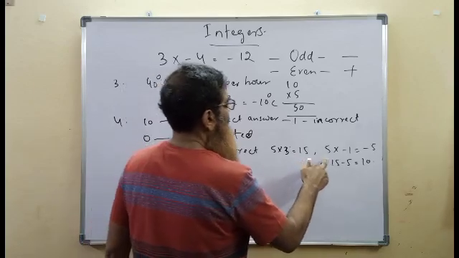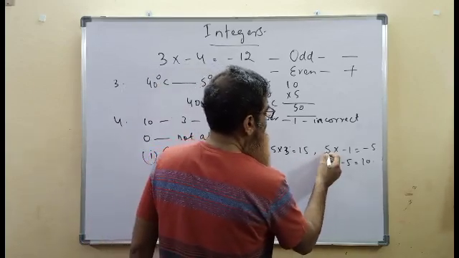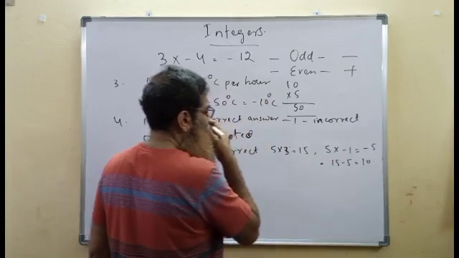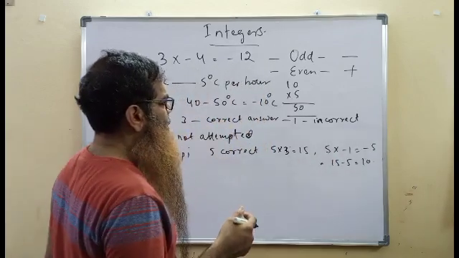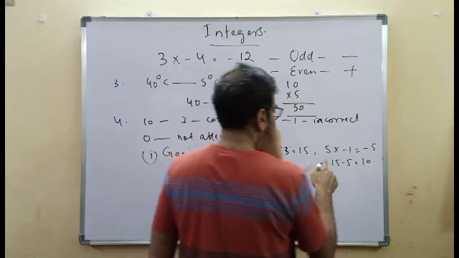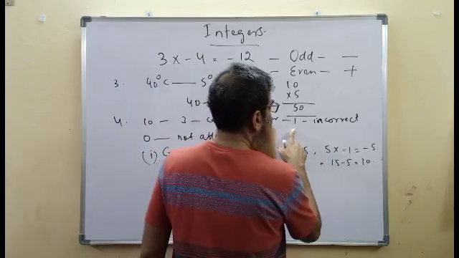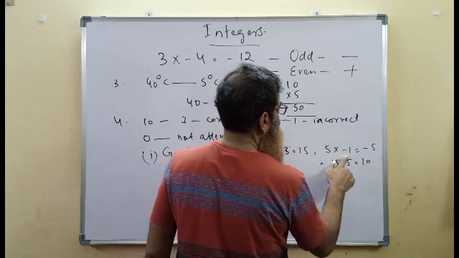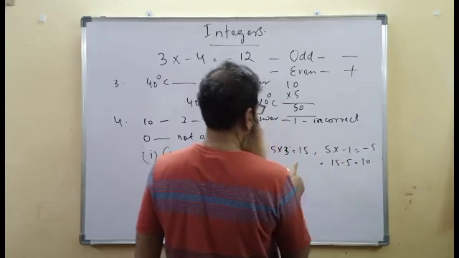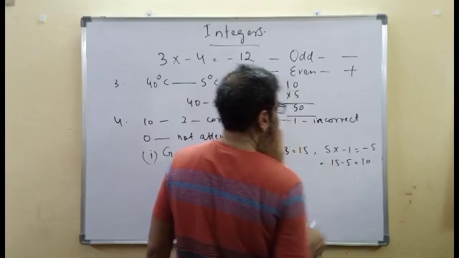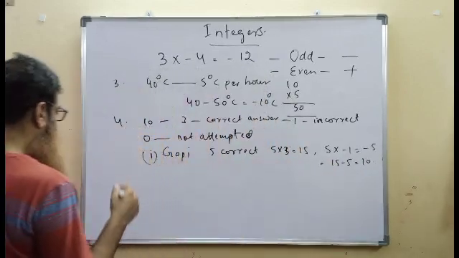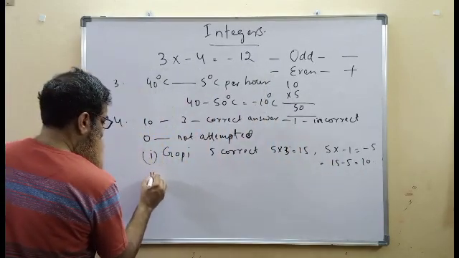And he attempted 5 more, and he has given incorrect answers for those questions. For that, we know minus 1 mark is awarded. 5 into minus 1, the result is minus 5. So 15 minus 5 is 10. So the score of Gopi is 10.